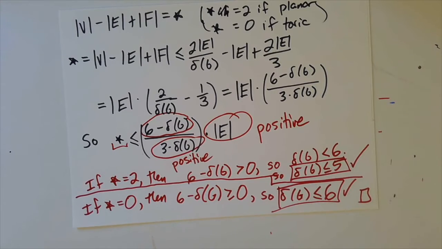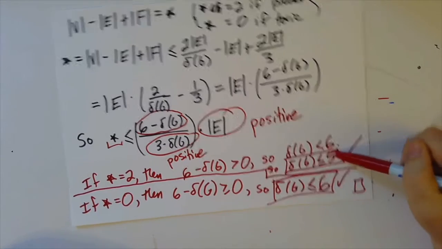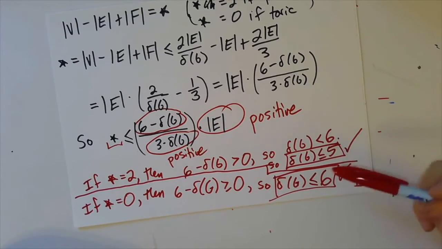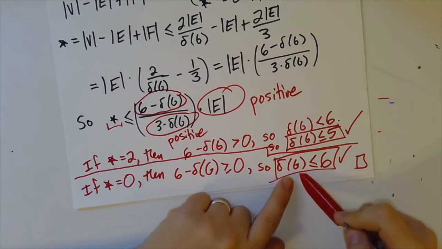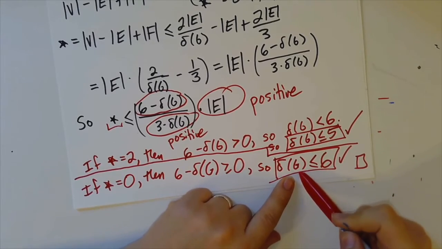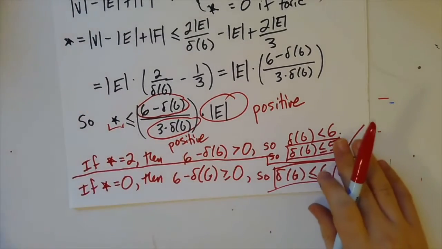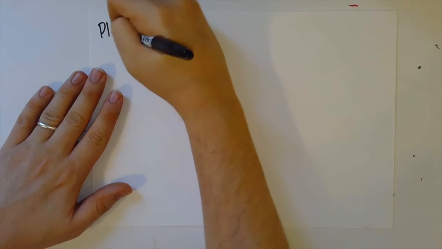Okay, so every planar graph has a vertex of degree 5 or less, and every toric graph has a vertex of degree 6 or less. Okay, so we're going to use that when I talk about how many colors it's going to take to color one of these graphs. Okay, so now I'm going to shift my focus to a planar graph and talk just about planar graphs for a bit.